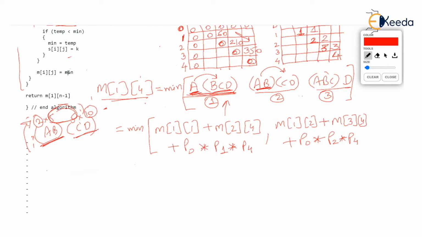Wait. One more entry is that third entry, ABC into D. Now how do you represent ABC into D? It is M13, isn't it? ABC, this is ABC plus only D. Only D is M44, correct? M44 plus the number of multiplications needed to do ABC into D.